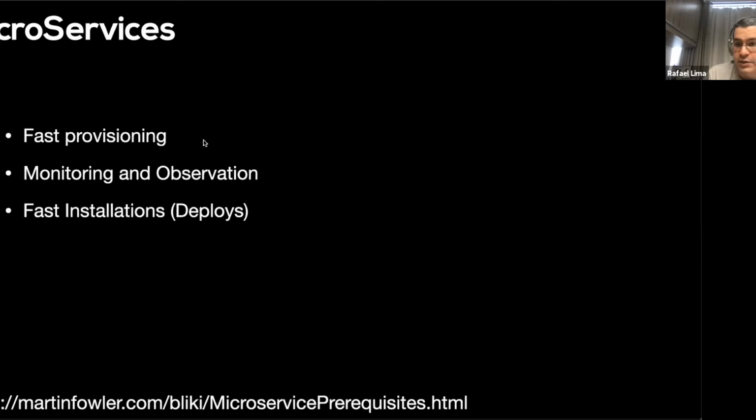You need to have fast installation. So not talking about provisioning anymore, because the provisioning is the machine itself. I'm talking about the service. So you need to be able to deploy really fast, right? So this is Martin Fowler's idea of how to see microservices. But now we need to be able to measure as well the performance of those microservices of the company itself.